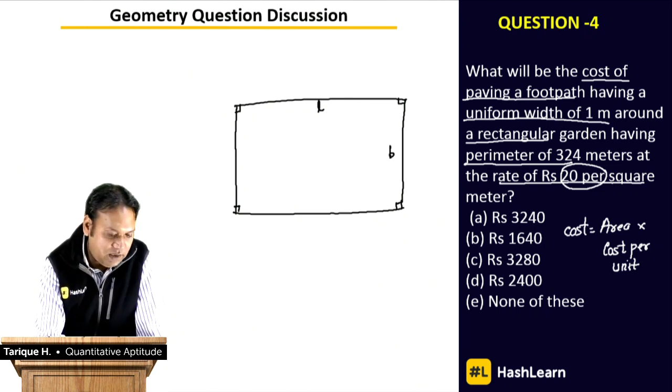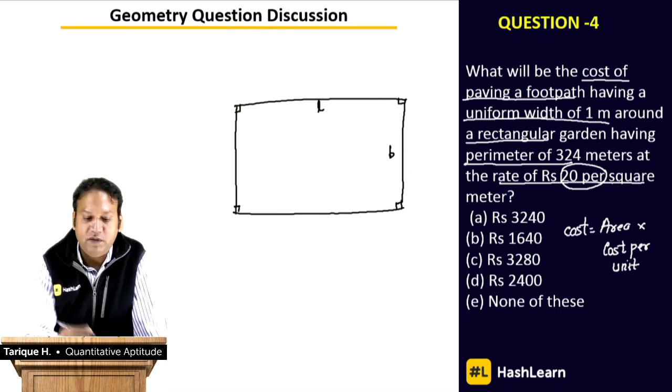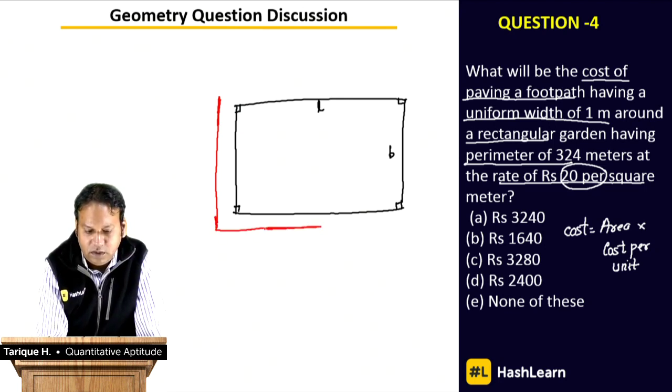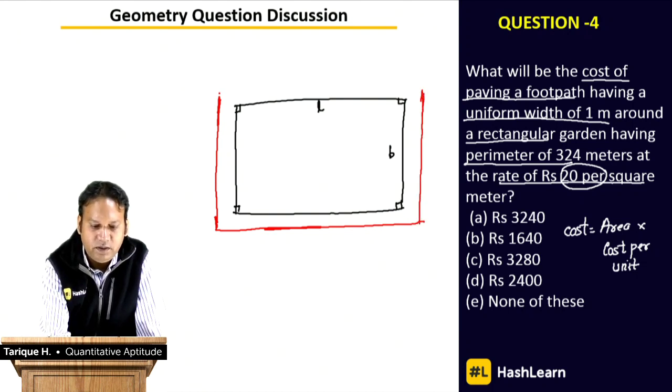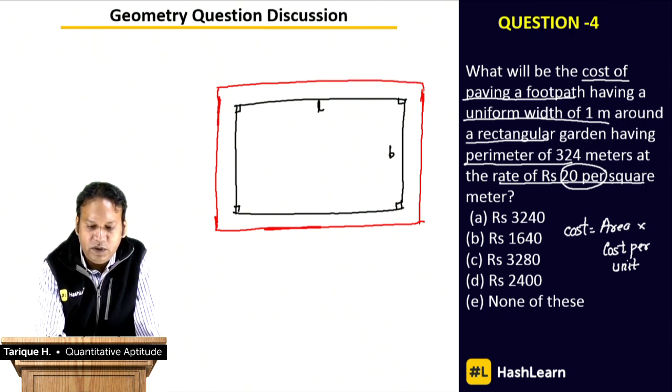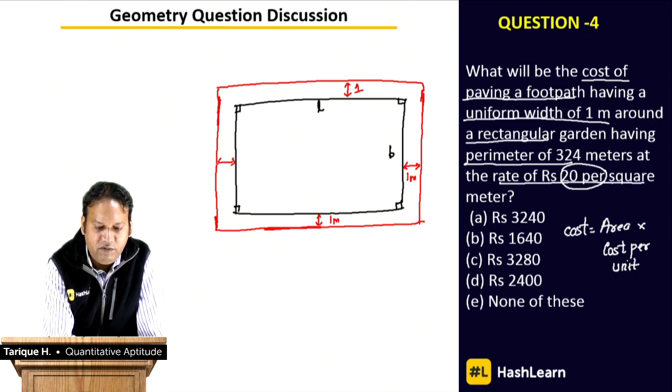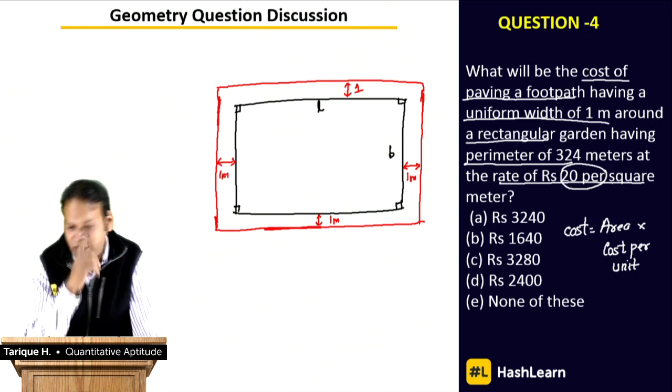And around this garden there is a footpath of uniform width 1 meter. Not drawn to scale. This is a footpath around the garden having a uniform width of 1 meter. The width is 1 meter every side. This is also 1 meter. This is 1 meter. So the width is uniform 1 meter. This side also we have 1 meter. And this side also we have 1 meter. So this is the footpath of uniform width.